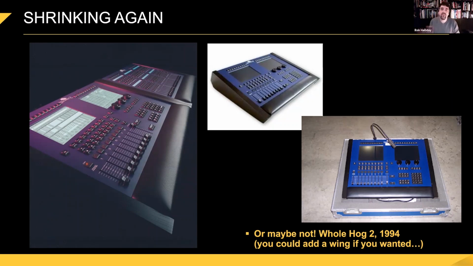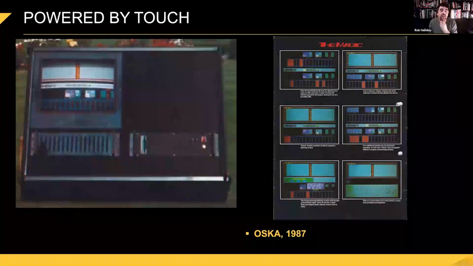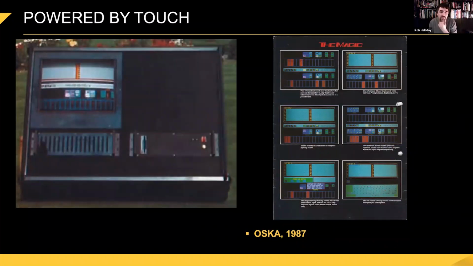As I think we've learned all the way through this talk so far, we think this is a revolutionary breakthrough that the Whole Hog 2 ushered in, but in fact it's not. The Hog 2 is about 94, 95. This is a console from 1987, which is called Oscar, which was designed by a team, or inspired by Tony Catelier, and built really for nightclub lighting. So big light shows over dance with music.